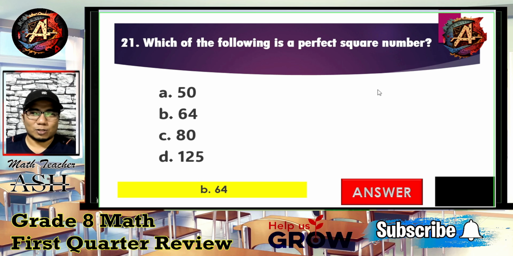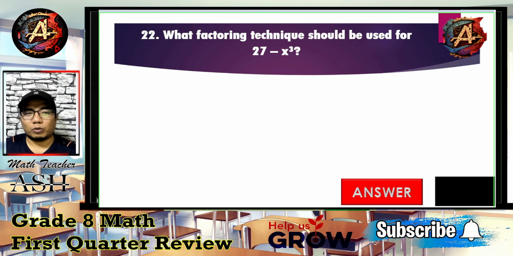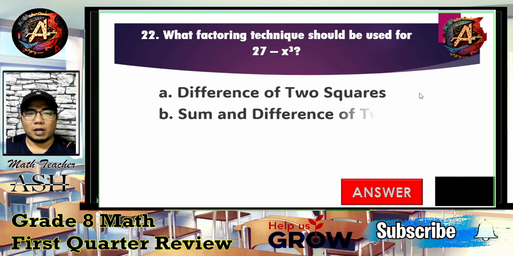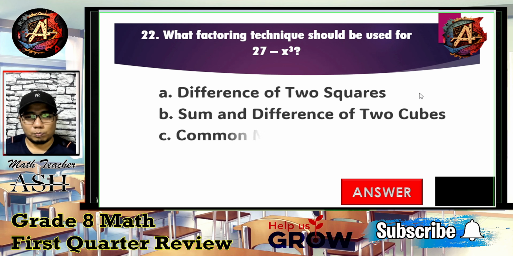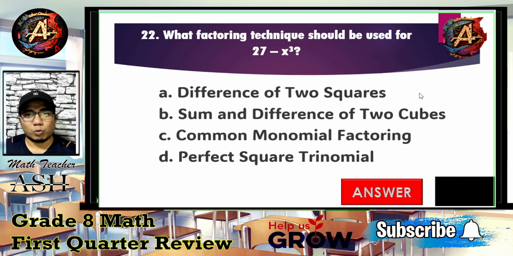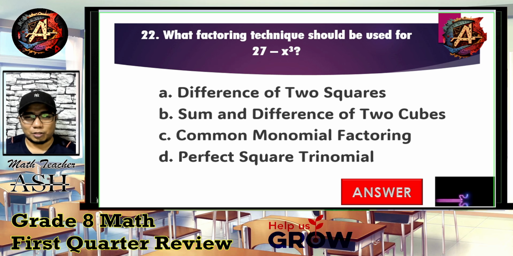Alright, now let us go to question number 22. What factoring technique should be used for 27 minus x cubed? Is it A, difference of two squares, B, sum and difference of two cubes, C, common monomial factoring, or letter D, perfect square trinomial? I'll give you 5 seconds to think about your answer.